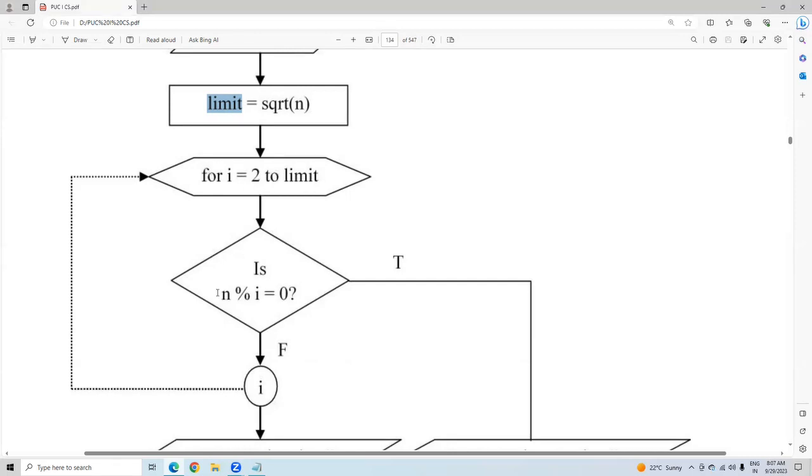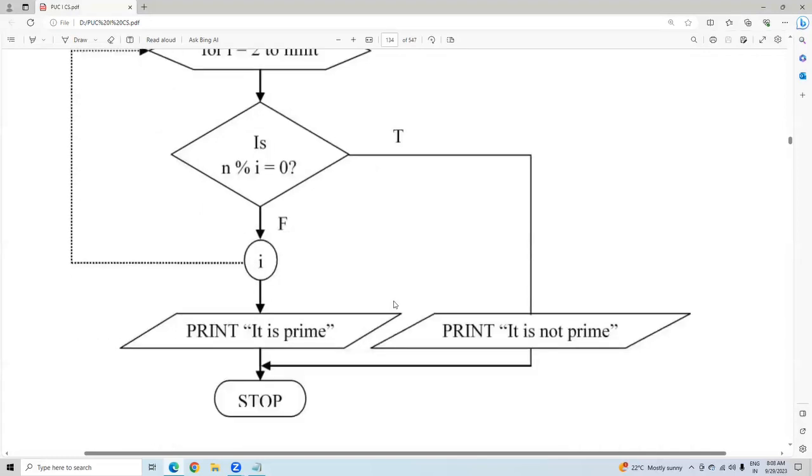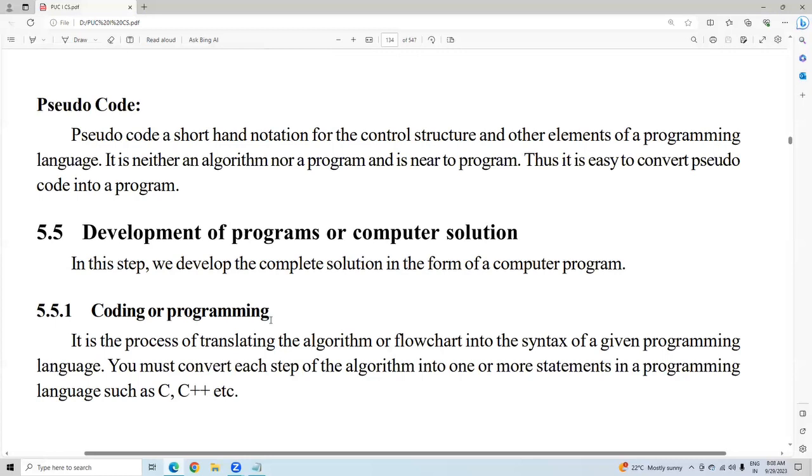In this range, if n got divided by any of the numbers, then it is not a prime. If it didn't get divisible by any other number, it's a prime. Okay. Then coming to the pseudocode.